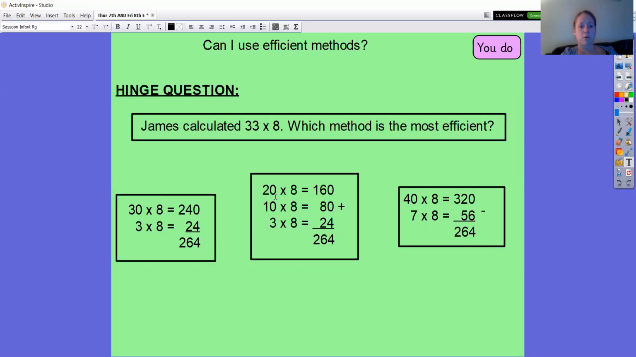If you're not sure about what 3 times 8 is, you're going to have to work it out down here anyway, but you might want to chop it up a bit more, partition it a bit more, and do 20 times 8, and then 10 times 8, and then add those together.